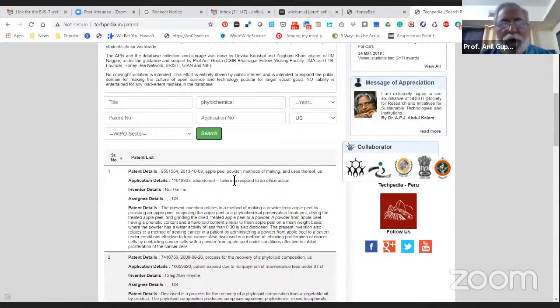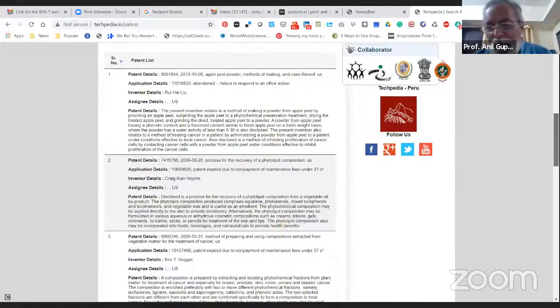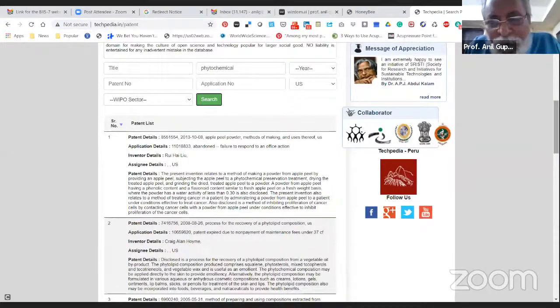So apple peel powder, and they have mentioned phytochemical. They have not used the word herbal. They have not used the word botanical. So we have to be careful that we don't look for prior art only by the terms that we are familiar with. Once we find a useful reference, we should read it and then look at other words that the author may have used and search on those words.